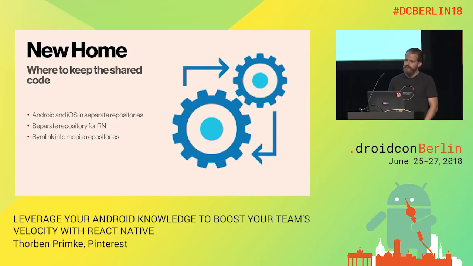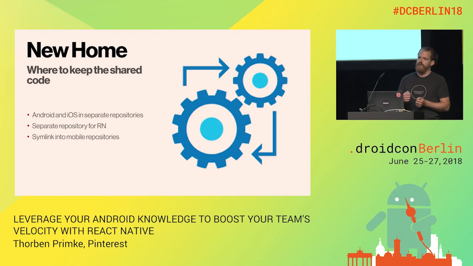So first, the new React Native code that you're going to write is going to be JavaScript. For our setup, we have the Android code base and the iOS code base. They're different repositories. Now we need the shared code to somehow fit in there. This is already a difference for most, compared to a greenfield application, where generally you have one repository in which both of your projects live together with the shared JavaScript code. For us, in the end, we decided to go with a separate third repository to keep the JavaScript code in.